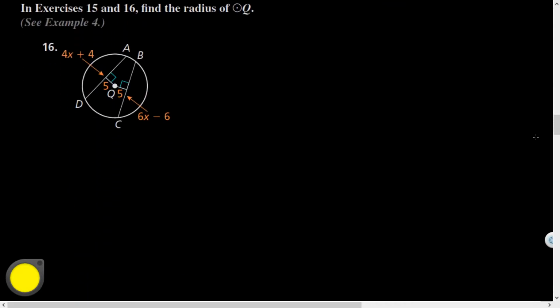Oh man. So it turns out if you have two chords that are equidistant from the center, they are also congruent. Hooray. So therefore, because these are both 5 units away and perpendicularly measured to the center, 6x minus 6 equals 4x plus 4.